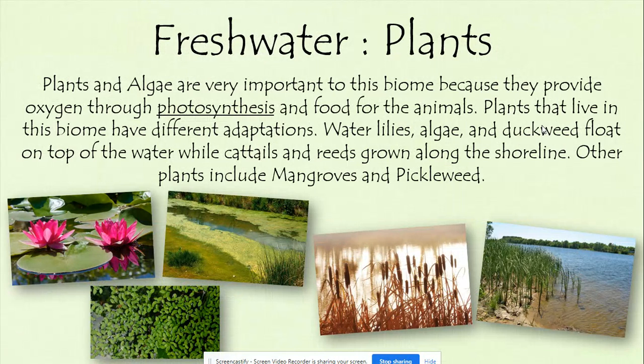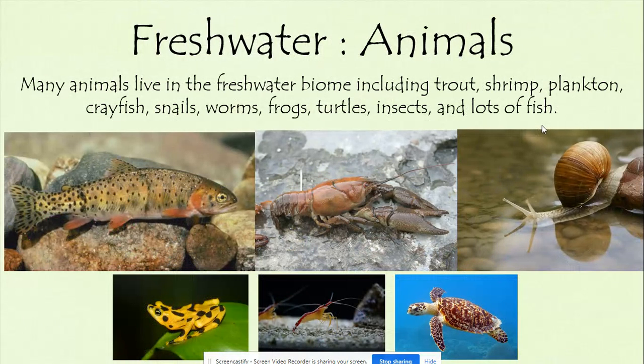Plants and algae are very important to this biome because they provide oxygen through photosynthesis, so these are producers, and food for the animals. Plants that live in the biome have different adaptations. Water lilies, algae, and duckweed float on top of the water, while cattails and reeds grow along the shoreline. Other plants include mangroves and pickleweed.